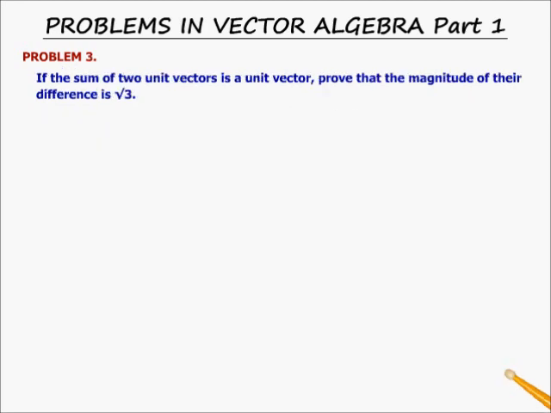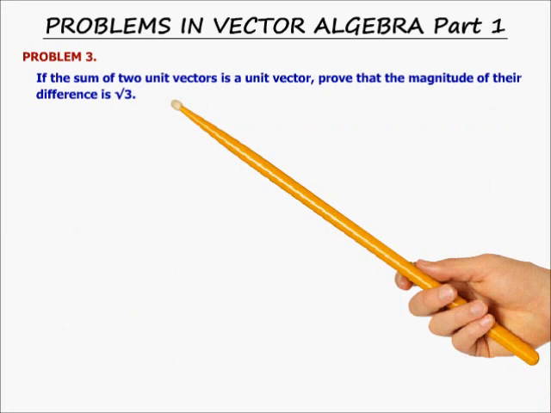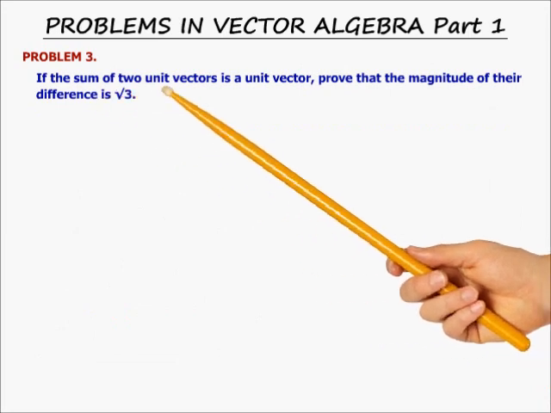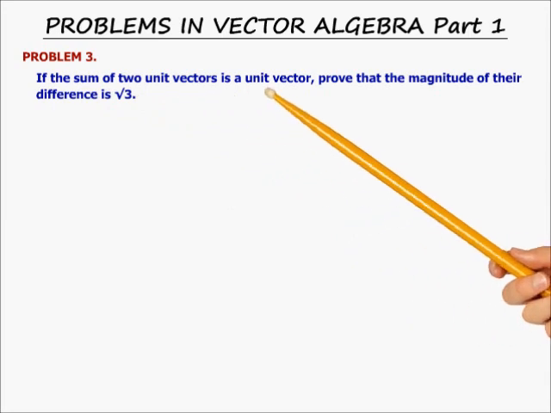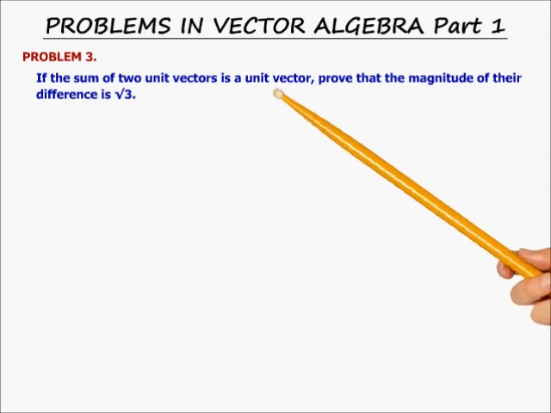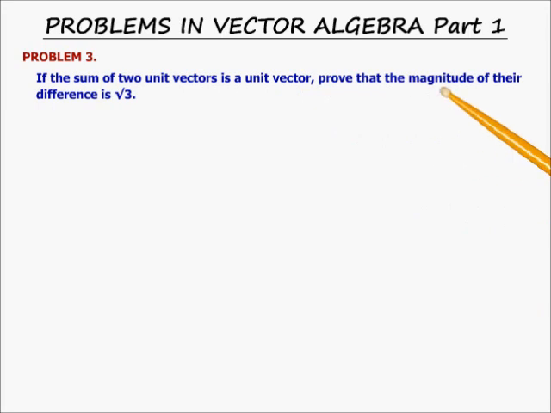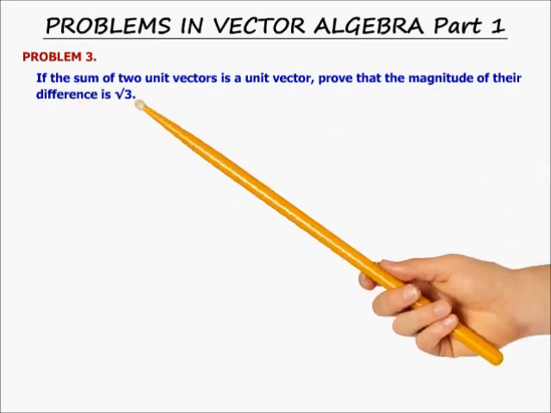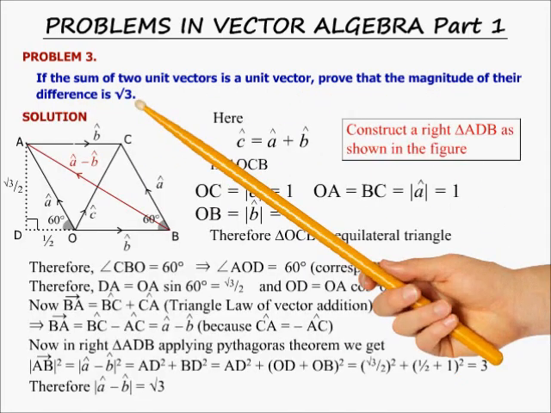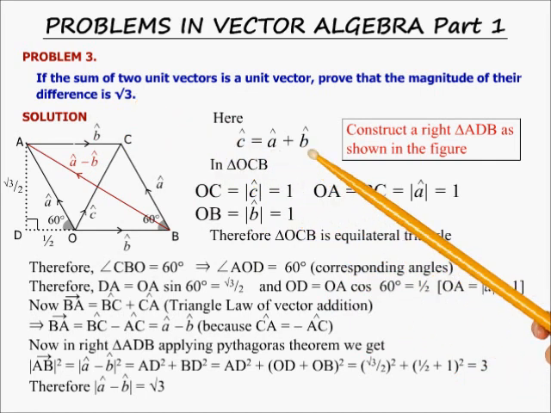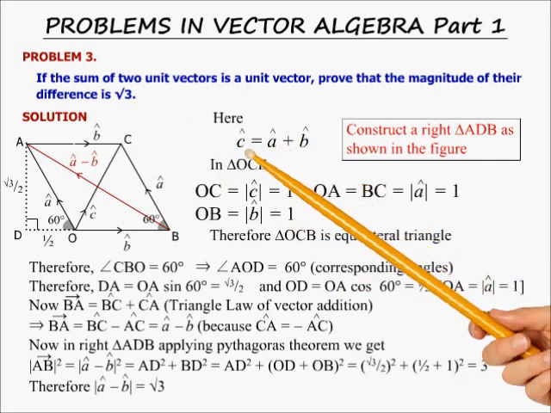Now let us come to the next problem. In this problem, it is given that the sum of two unit vectors is also a unit vector. We have to prove that the magnitude of their difference is root 3. Now we know that the sum of two unit vectors is a unit vector, which is given in the problem.